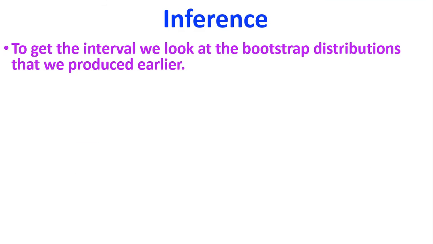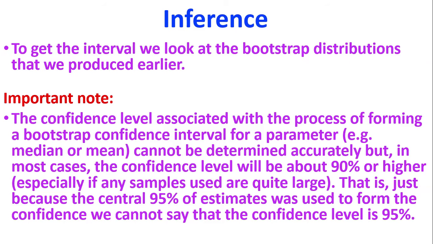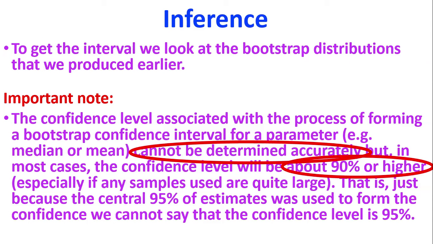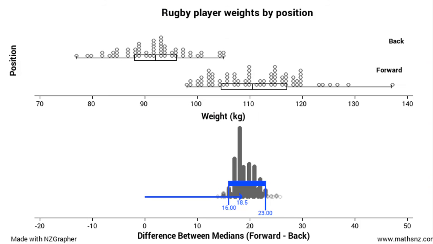So we first of all have to get our bootstrap distribution and find our interval from that. Now, something that's important to know is that we can't determine the confidence level exactly. And so we've got to be careful with the language that we use. Those confidence levels that we get are around about 90%, so that's just a general guideline. We cannot be absolutely certain, but we're pretty confident with those answers that we get.